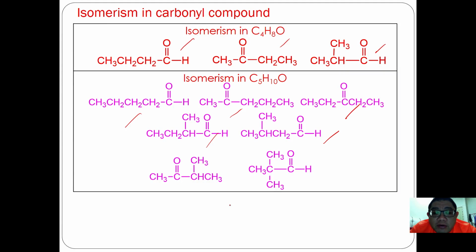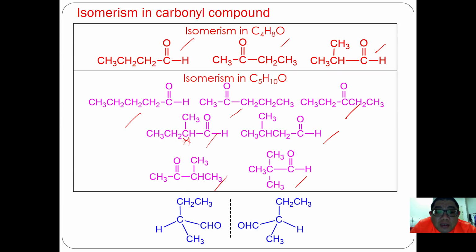Derivations of further aldehyde will give you 2,2-dimethylpropanal. And as for ketone, you have 3-methylbutanone. Okay, so among them, this one is optically active, so you should be able to draw the optically active isomers, which looks like that. Okay, so this is the isomerisms inside the carbonyl compounds.